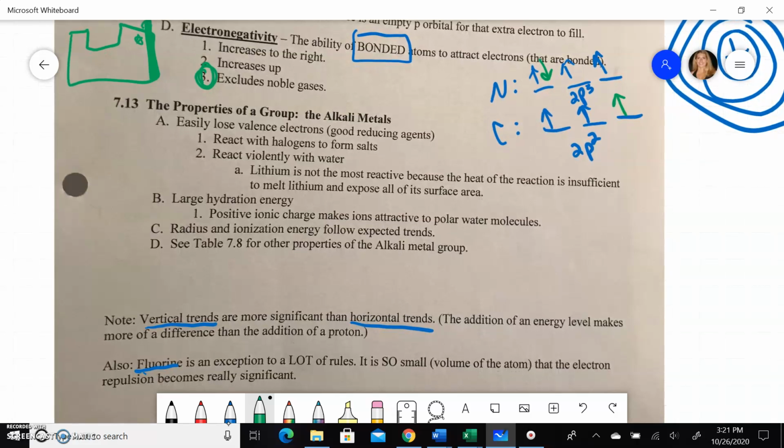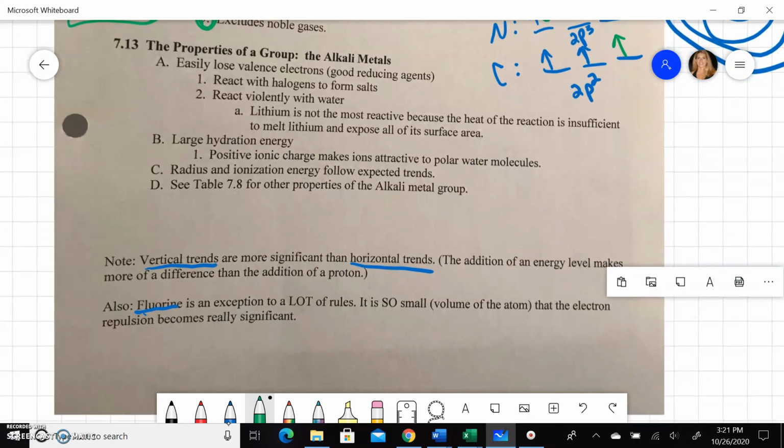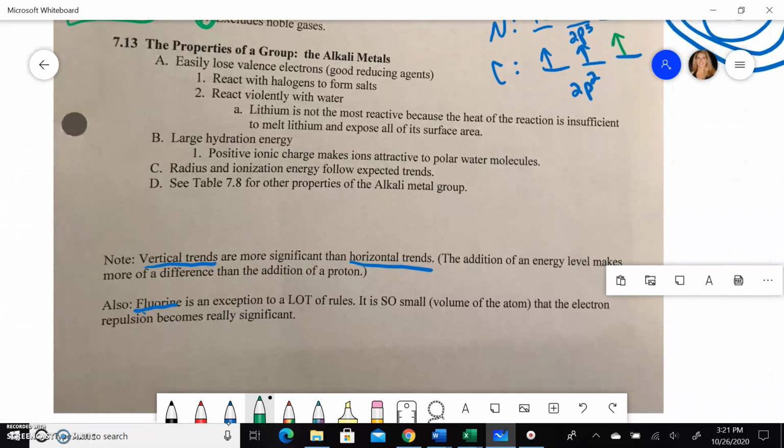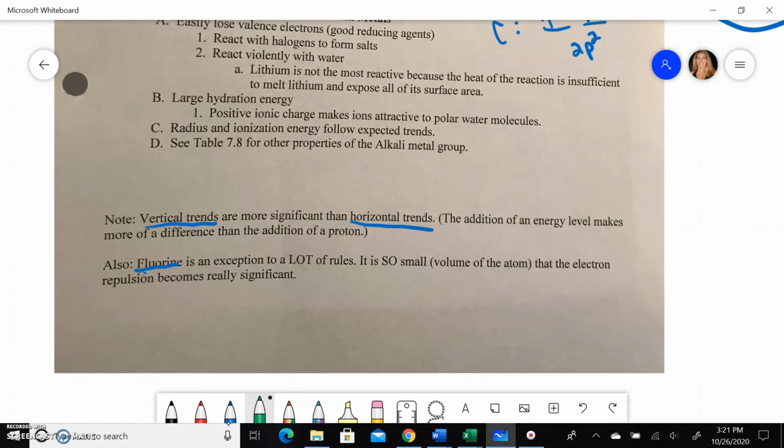And there are some properties that you can read through. The textbook goes into even more detail if you're interested. And just a couple more things. I already mentioned this, but the vertical trends are more significant than the horizontal trends. So if you have to choose between the vertical or the horizontal trend, adding energy levels changes the atom more than adding protons or changing the effective nuclear charge.